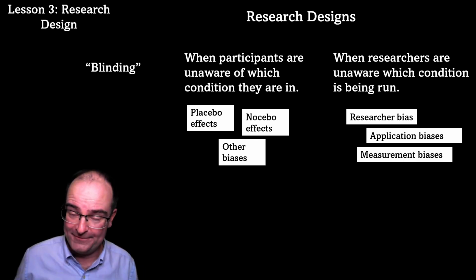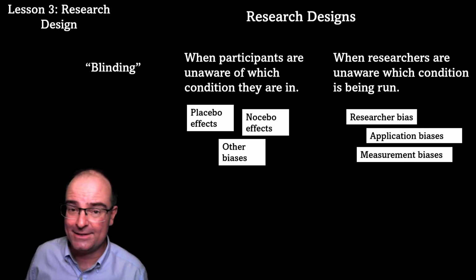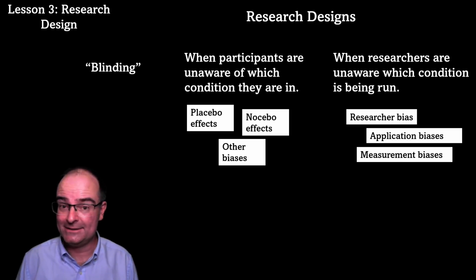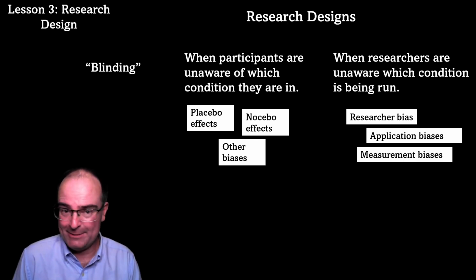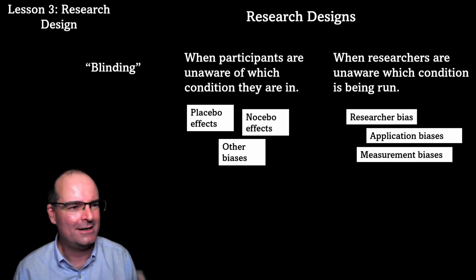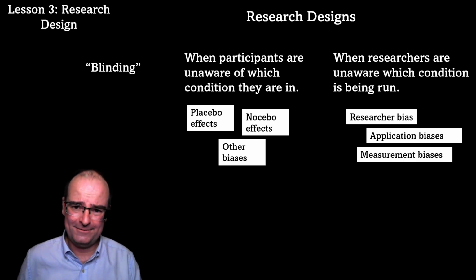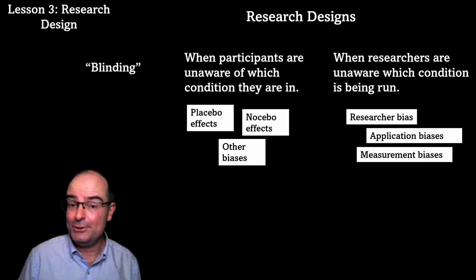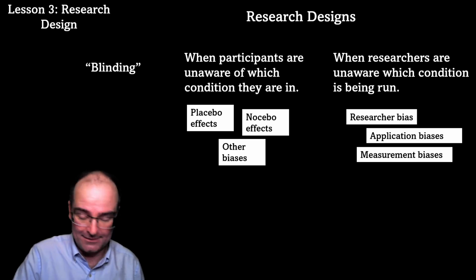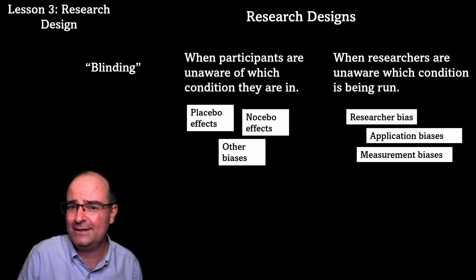Or nocebo effects, that's kind of the opposite. We see that a lot with vaccine side effects. Most of them are thought to be nocebo effects. People are expecting to feel bad. They feel bad, they blame it on the vaccine they've had, but it's actually nothing more than a nocebo. Or just other biases. You can really spoil an experiment if you've guessed what condition you're in. So best to be blind to it. Best to not know what the expectation is, what the hypothesis might be.